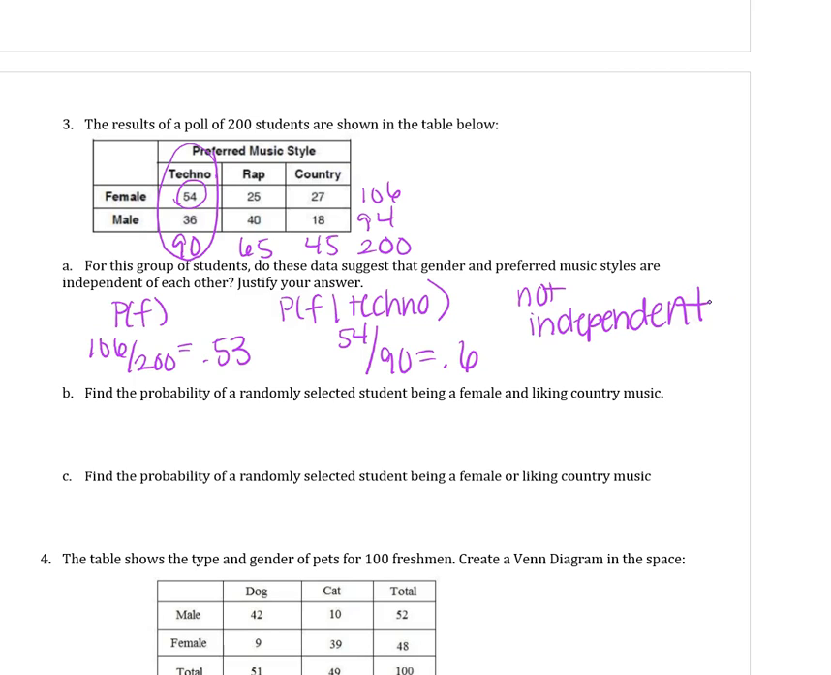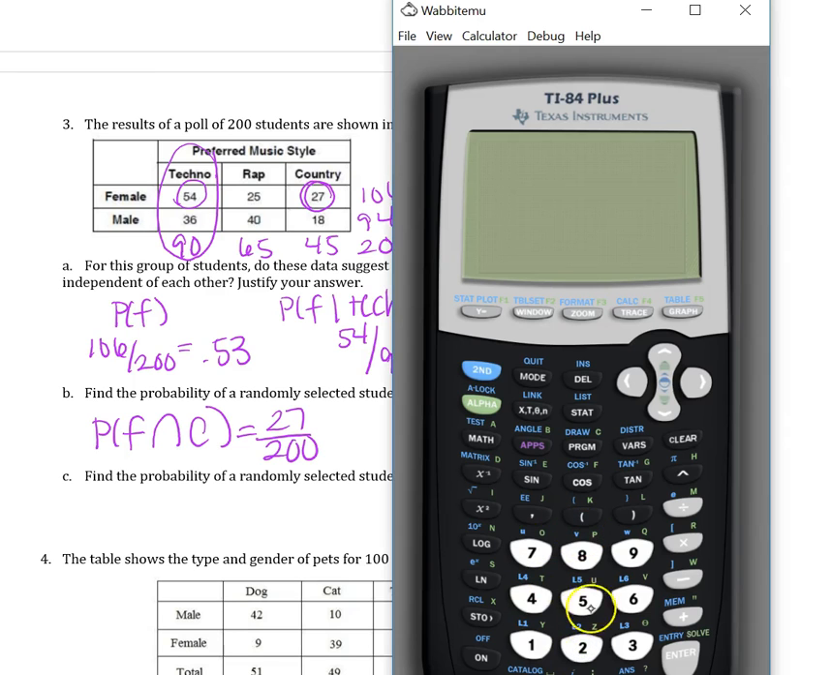Find the probability of randomly selecting a student being female and liking country music. So this is probability of female and liking country music. So female liking country music is 27 of them out of everybody, which is 200. Okay, and this was an and computation. So 27 divided by 200, 0.135.